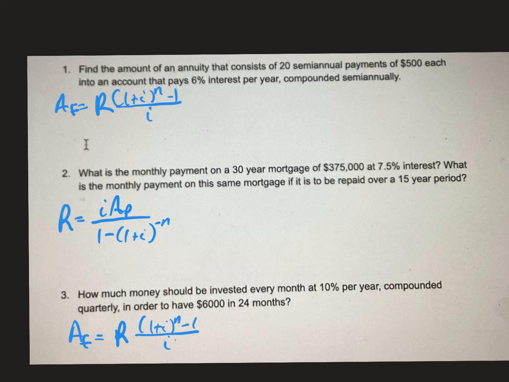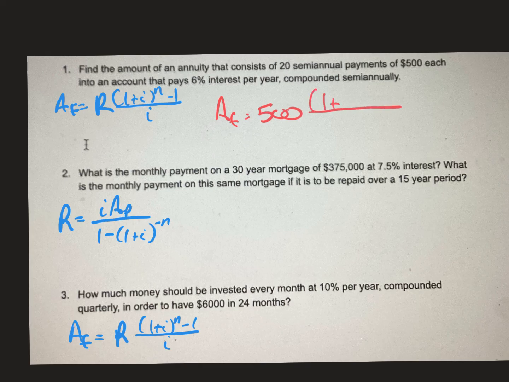Number one says find the amount of an annuity that consists of 20 semi-annual payments of $500 each into an account that pays 6% interest per year, compounded semi-annually. Okay, so got the formula up there. So it wants to know what the final amount of that annuity would be. So the payment, which is R, is 500, so then put 500 in the front.